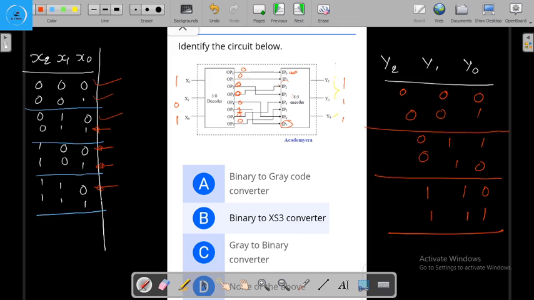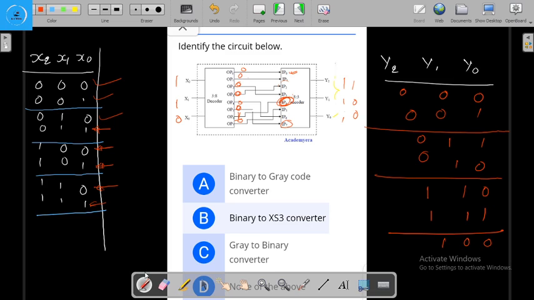Now for the input 110, which one will be activated? This op6 will be activated. This op6 will be 1, and all the other output bits will be equal to 0. Now this op6 is connected to ip4. So for the active bit at the 4 place, we are going to get the output as 100. So we are going to get the output 100 for the input 110.